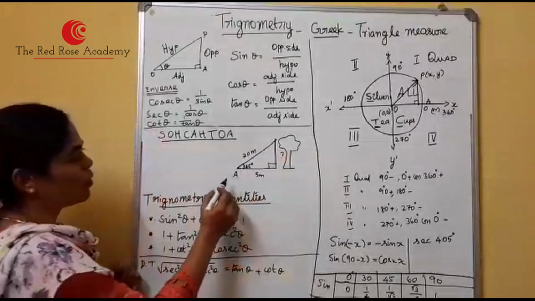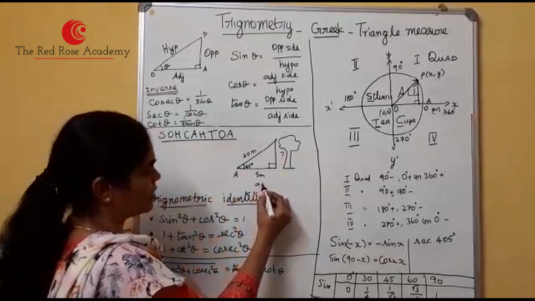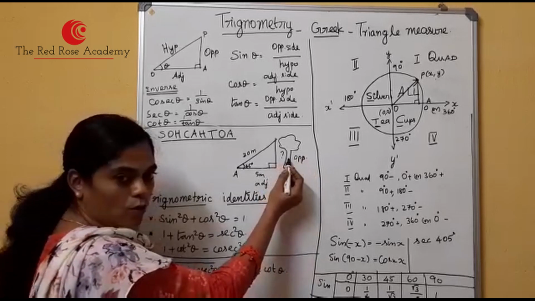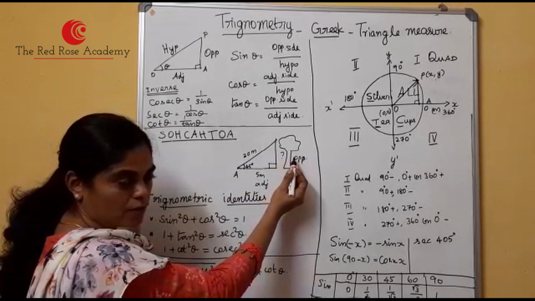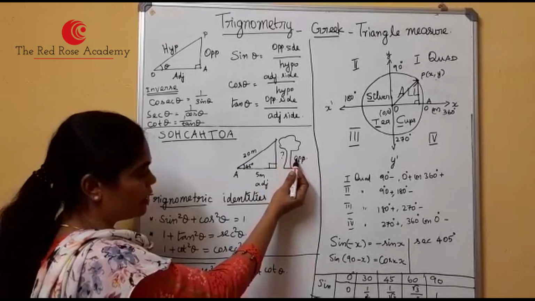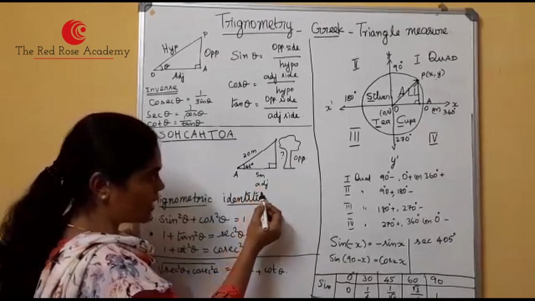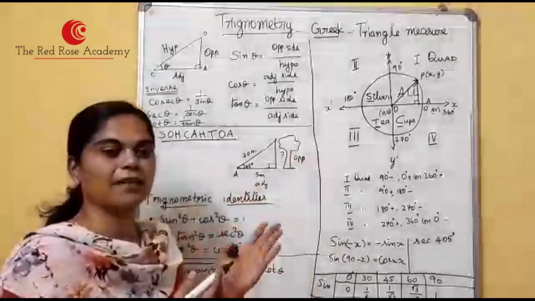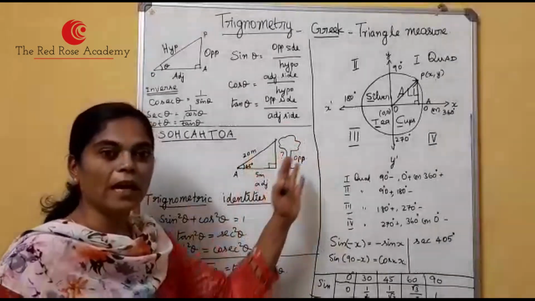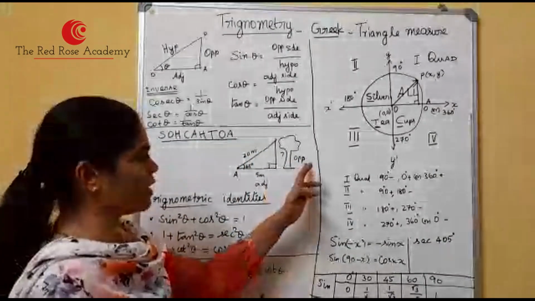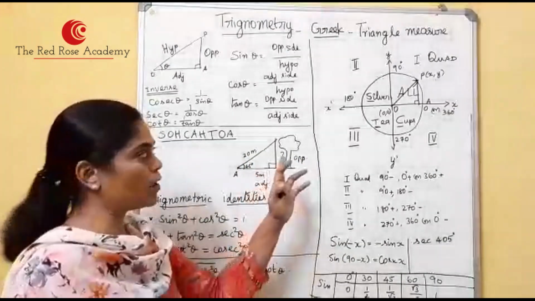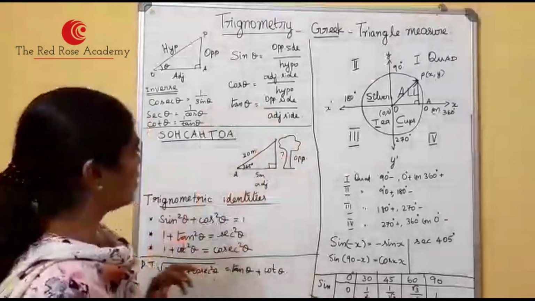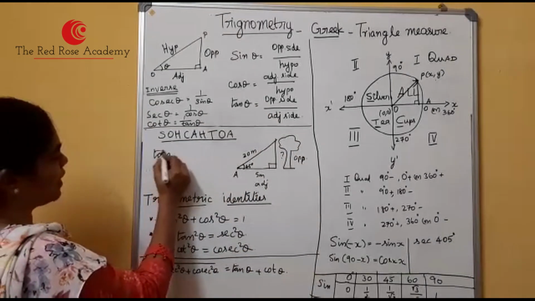For example, this is the adjacent side and this is the opposite side. We want to know the opposite side, right? The adjacent side is the known side, and the opposite side is the unknown side. So from this we are going to connect a ratio for the known and unknown sides. What is the ratio of opposite by adjacent side? That is tan theta.